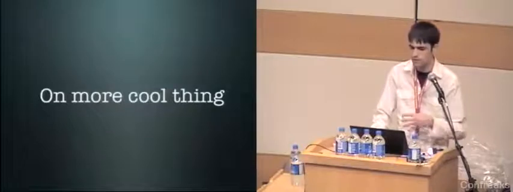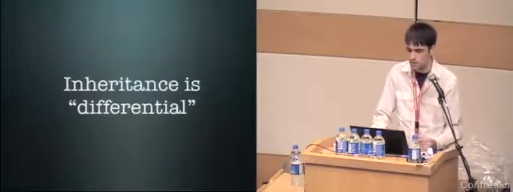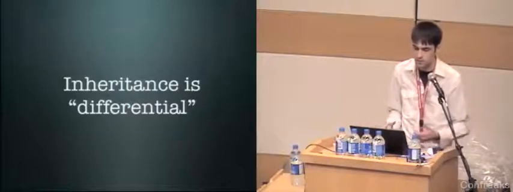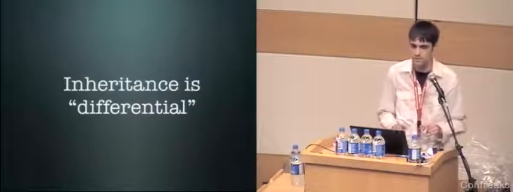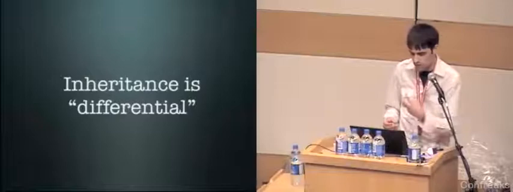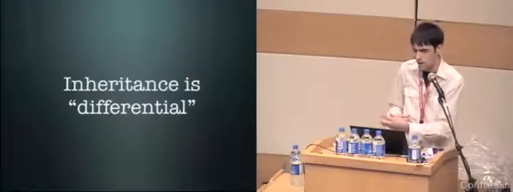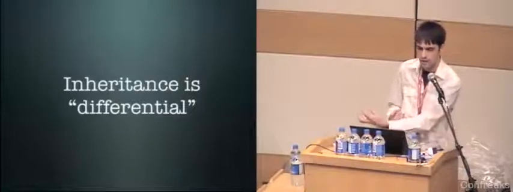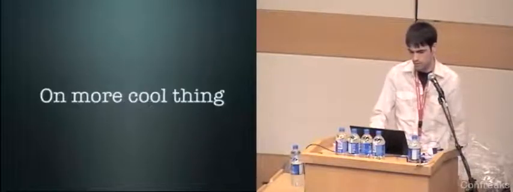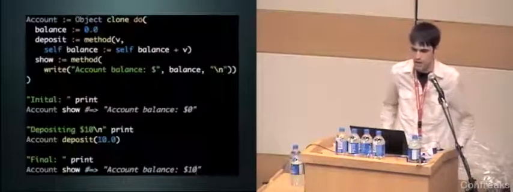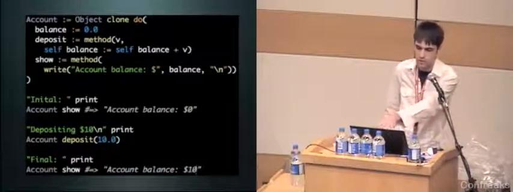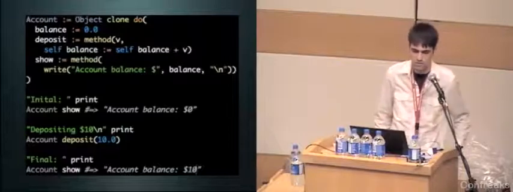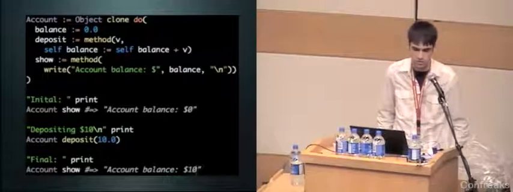There's another cool thing about Io's object model. The inheritance between these prototypes is differential, and what that means really shortly is that when you take an object, your prototype, you want to specialize it, and you take that and you clone it. We can go back up to this, and you see I'm taking a generic object and cloning it and making an account set to that with some custom stuff inside, the balance, deposit, and show stuff.